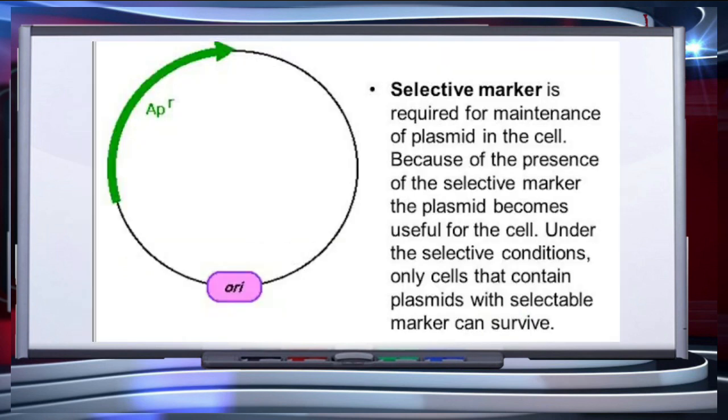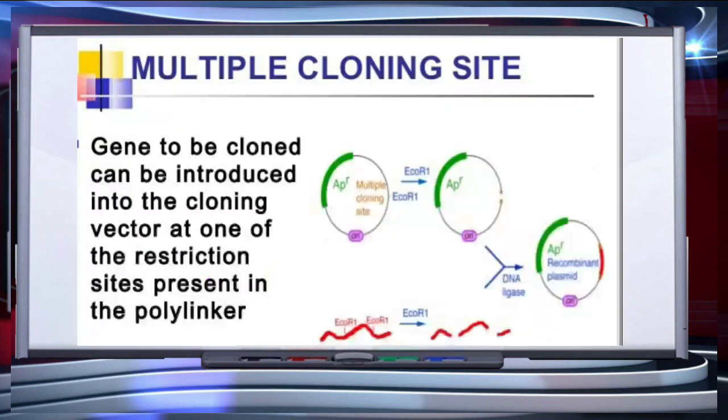Now let's understand selectable marker. It helps in identifying and eliminating non-transformants and selectively permitting the growth of the transformants. Transformation is a process through which a piece of DNA is introduced into a host bacterium. The genes encoding resistance to antibiotics such as ampicillin and tetracycline are some useful selectable markers for Escherichia coli. Under the selective conditions, only cells that contain plasmids with selectable markers can survive.